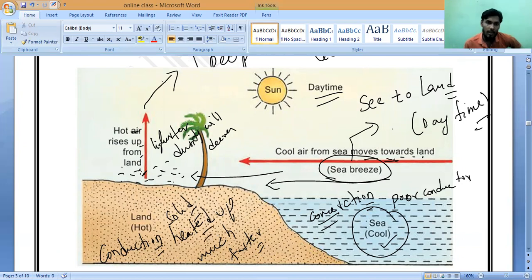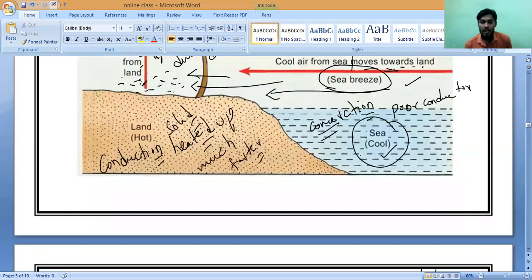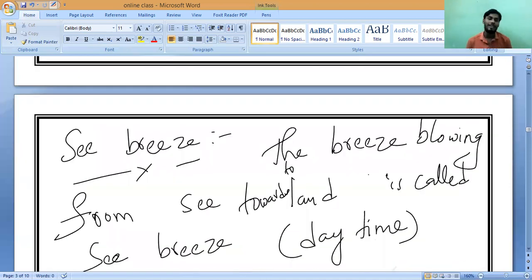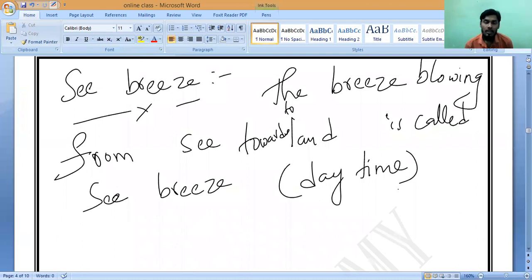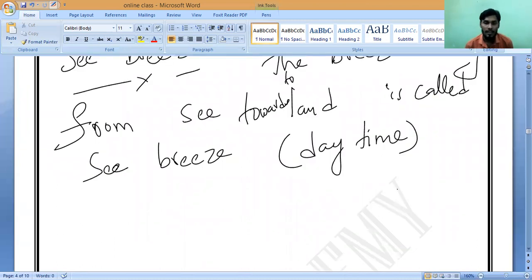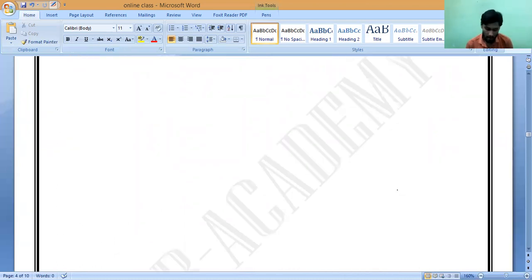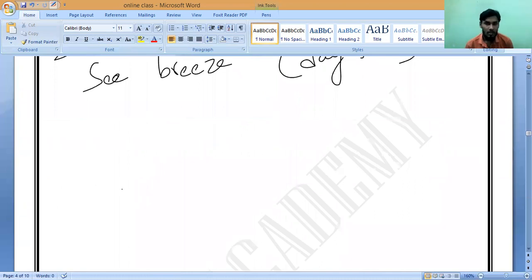So that hot air will rise upwards, and the cool air from the sea will start moving towards the land. That is why this is called sea breeze. So during sea breeze, the blowing of air is from where to where? From the sea towards the land. That is called sea breeze. Any doubt? No doubt, sir.